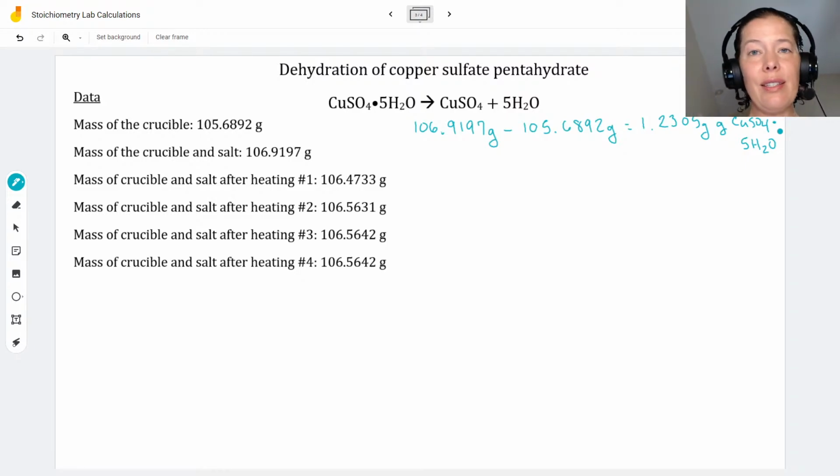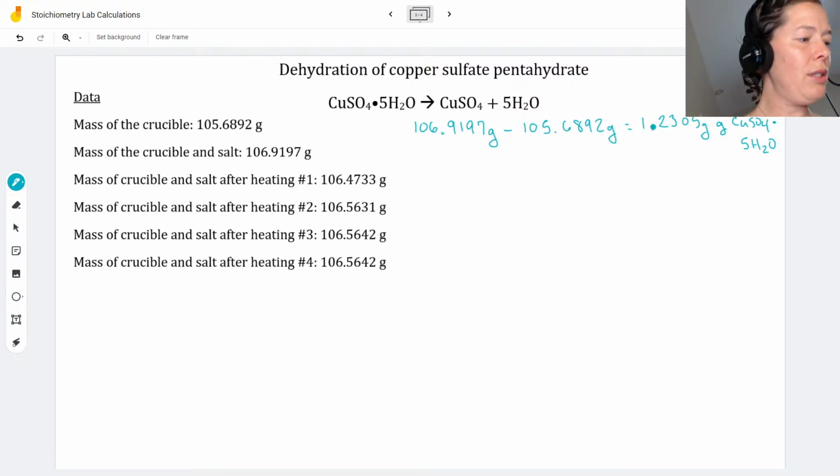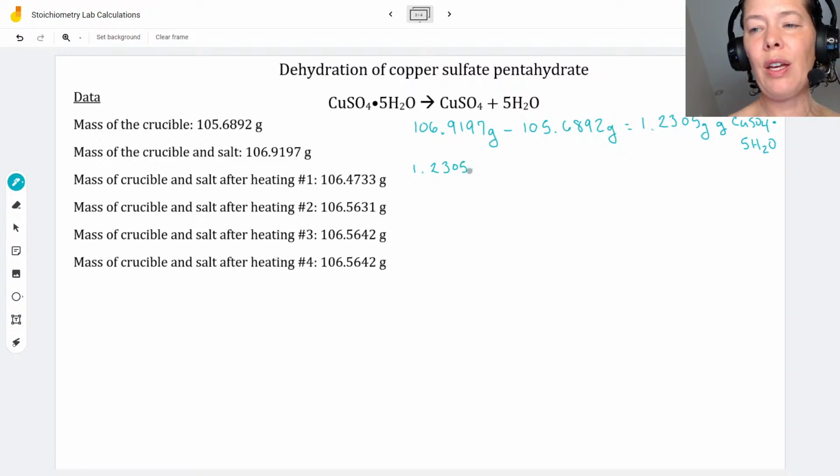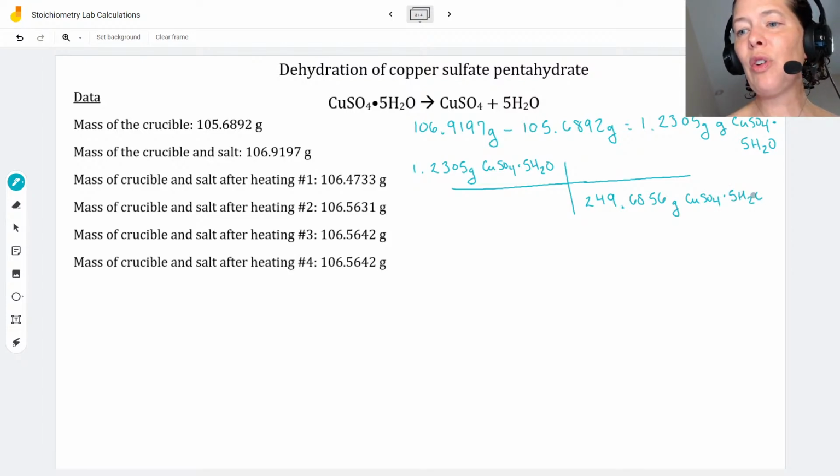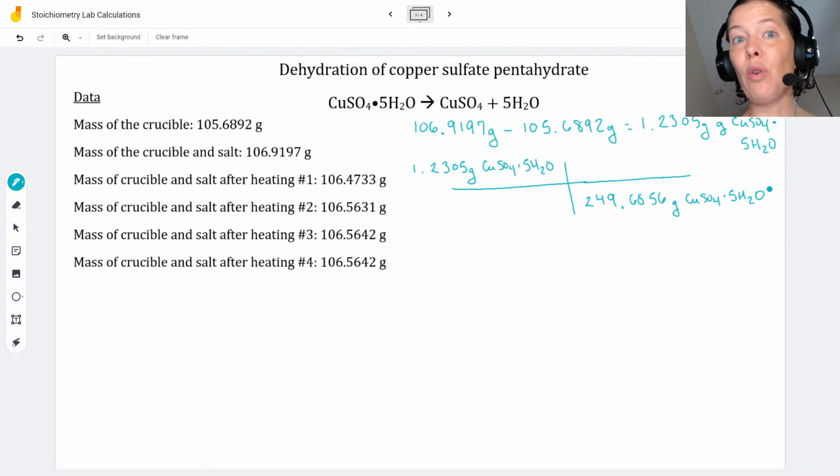Now, just like before, this is a stoichiometry problem, so I'm going to go ahead and convert these grams into moles. So I'm taking my 1.2305 grams of copper sulfate pentahydrate, and I'm going to convert that into moles. And that, of course, is a very large molar mass. And when you're calculating the molar mass for this salt, yes, you do include the waters in this.